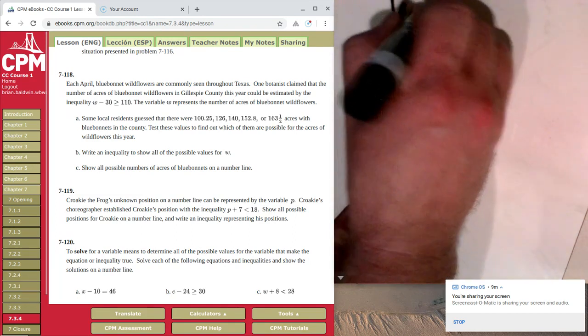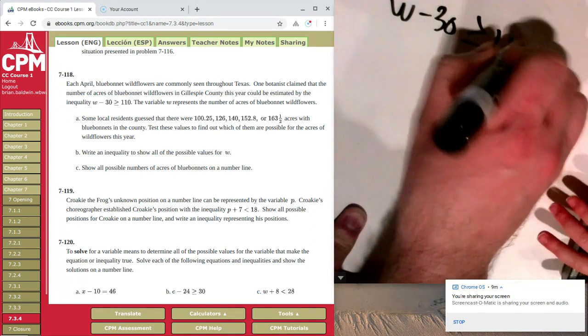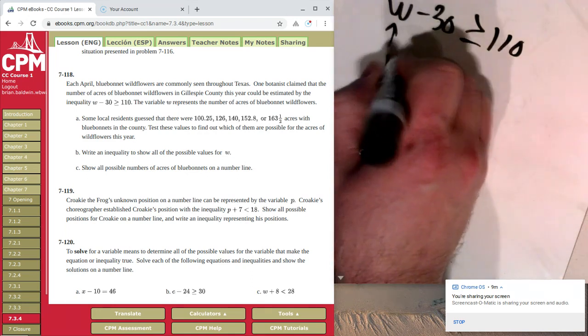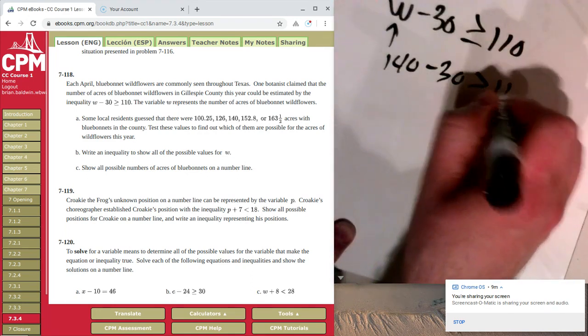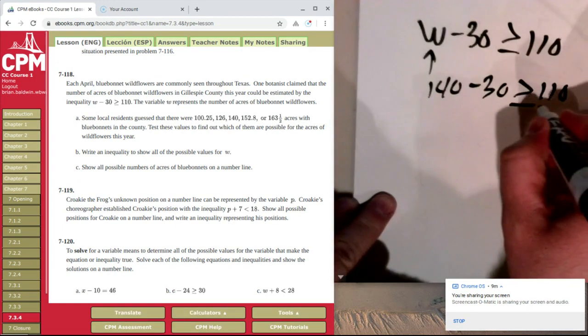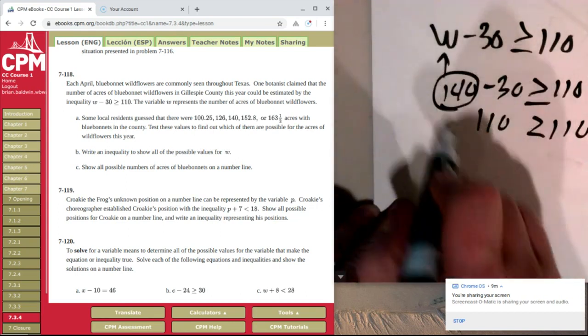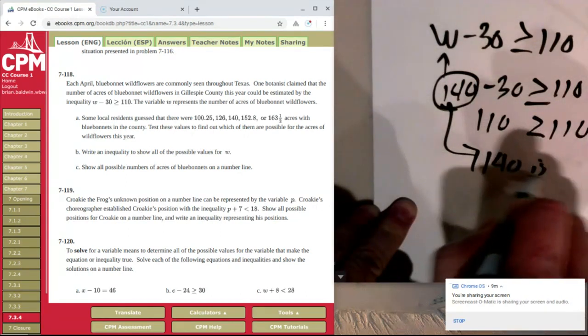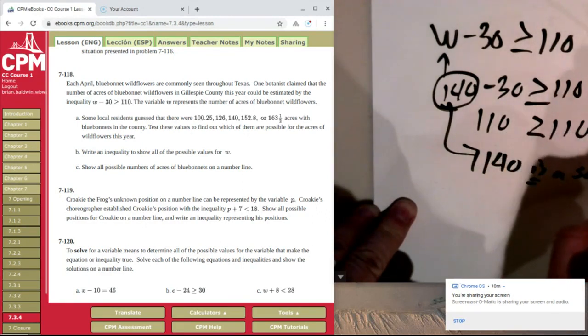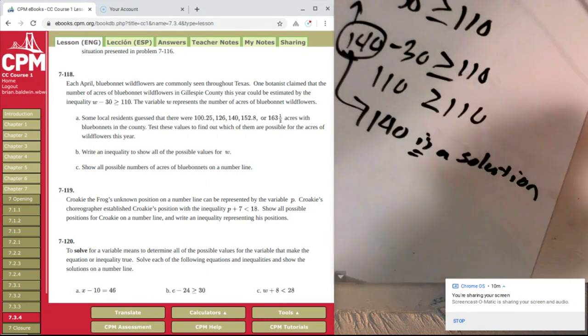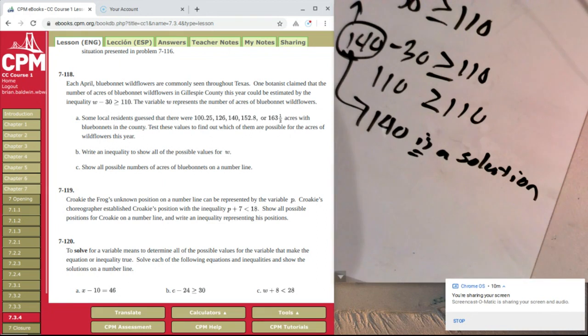So starting back, if we have W minus 30 is greater than or equal to 110, and now let's try 140. Is 140 minus 30 greater than 110? No, but it is greater than or equal to 110. So we can say that when we plug in 140 for our variable, that 140 is a solution because it makes the statement true. So you can imagine that if 140 is equal to 110, making the statement true, anything larger than that, including 152 and 8/10, or 163 and a half, are also going to be solutions.